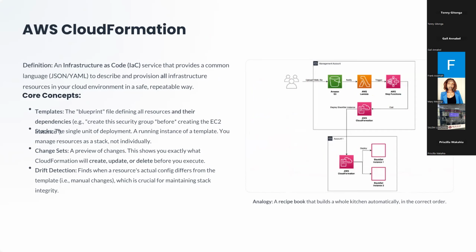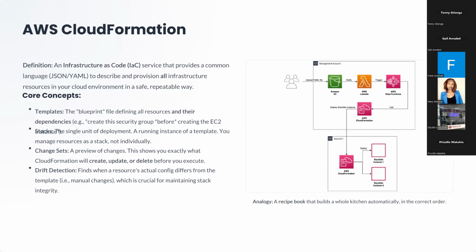CloudFormation is an infrastructure as code service that provides a common language, either JSON or YAML, to describe and provision all infrastructure resources in your cloud in a safe, repeatable way. It does that through templates. Templates are blueprints, files defining all resources and their dependencies. For example, create this security group before creating this EC2. It states all the resources you have to create.